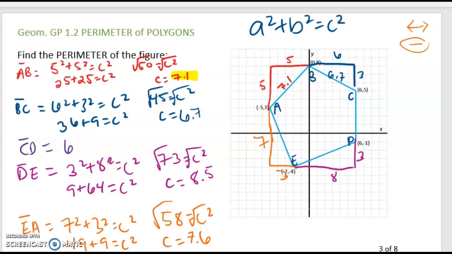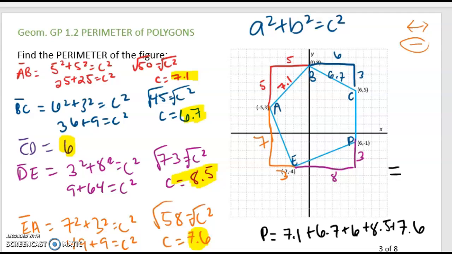So I'm going to take this side, which was AB. I'm going to add BC, add CD, add DE, and add EA. And once I add all of those 5 values up, I'm going to get the perimeter. So I'm going to do 7.1 plus 6.7 plus 6 plus 8.5 plus 7.6. Ultimately, my perimeter is, give me a second to add these together, and you should get that the perimeter is 35.9.